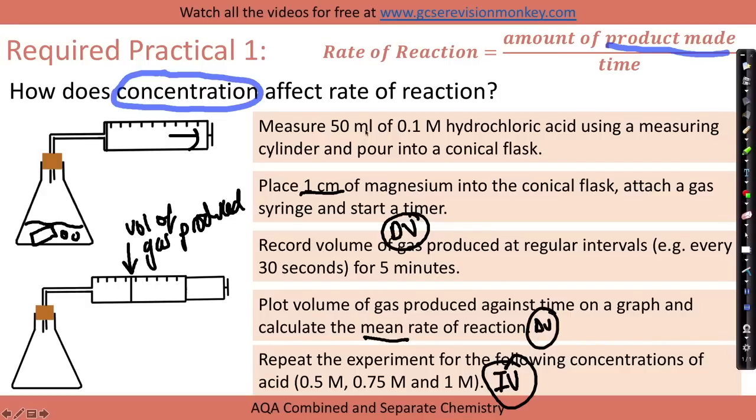And important control variables are things such as the volume of acid that we are using, the length of magnesium that we're using, and things such as temperature as well. As in all experiments, it's also really important to talk about the fact that you're going to repeat the experiment 3 times and calculate a mean for each concentration of acid that you're using.